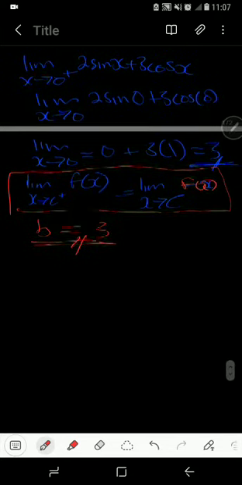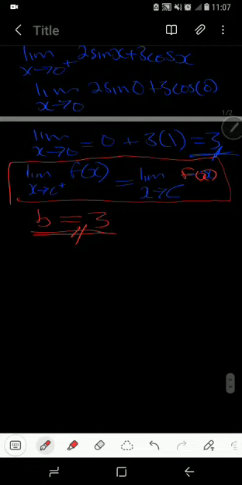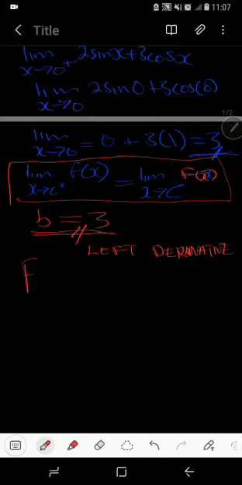Let us proceed. Now it's saying we should find the value of a. Finding the value of a, we will do this. We are going to differentiate this function from the right and the left. So this is the left derivative, when it's differentiable at the point 0, where x is equal to 0.